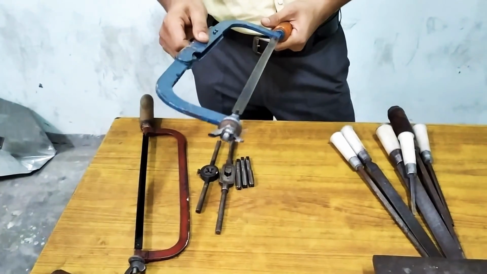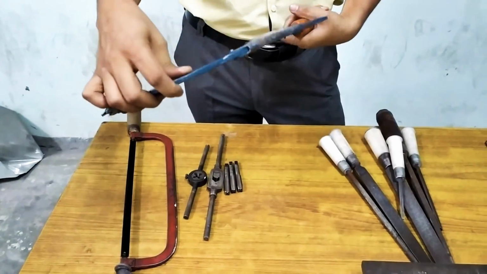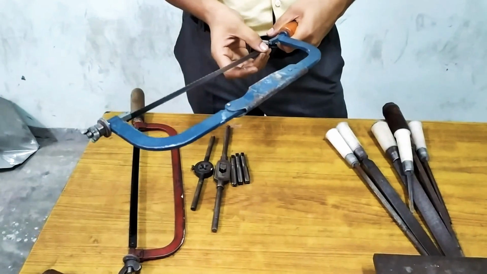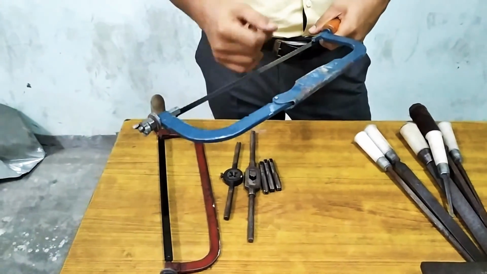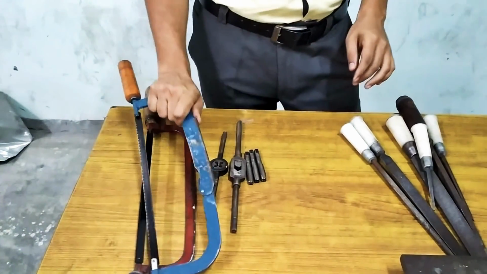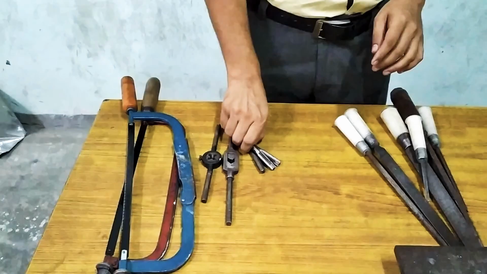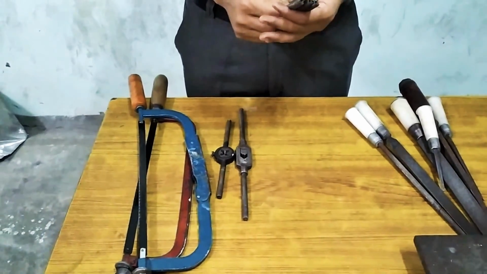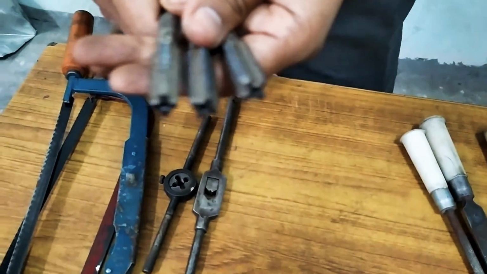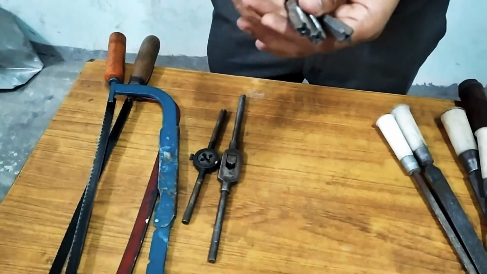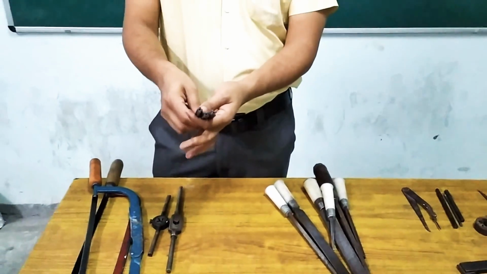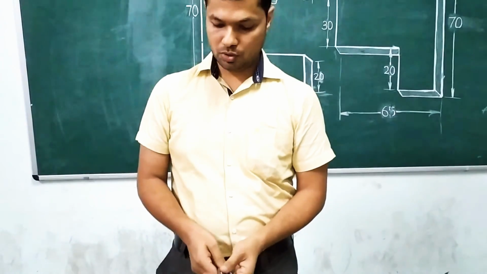This one is adjustable frame hacksaw. From here you can adjust the length of the frame as per the requirement of cutting. So this is your adjustable frame hacksaw, and this is your fixed frame hacksaw. Then comes taps. These are used to make internal threads in a workpiece. Many times you need to make internal threads on a piece of metal. For that very purpose, these taps are used.